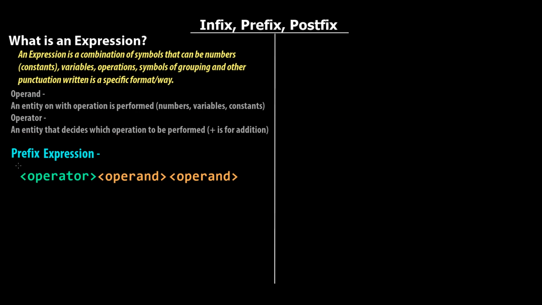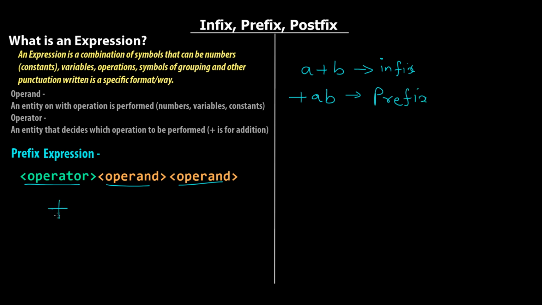In a prefix expression, the operator comes before the 2 operands. The example where we did a plus b in infix would be something like plus a b in prefix. So this is how the same infix expression looks in prefix. We have plus, which is the operator, and then we have a and b.